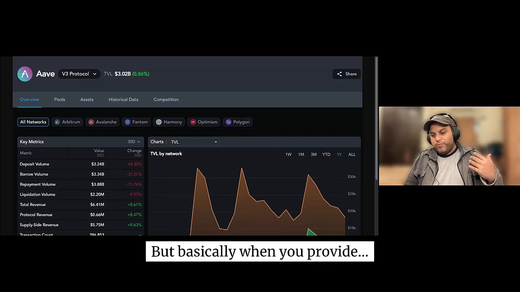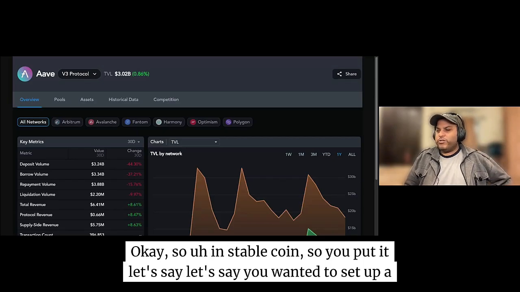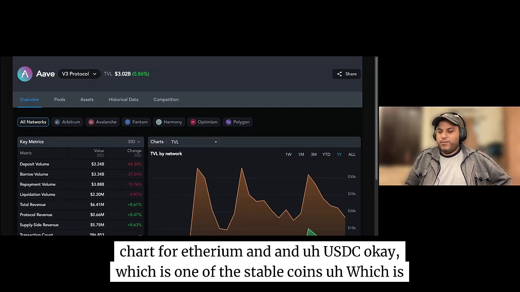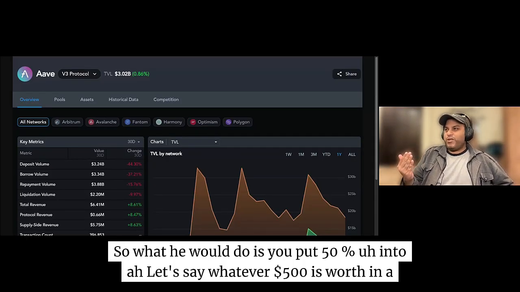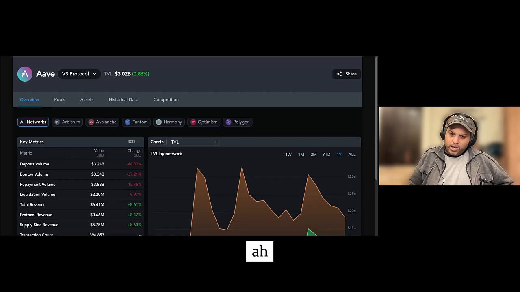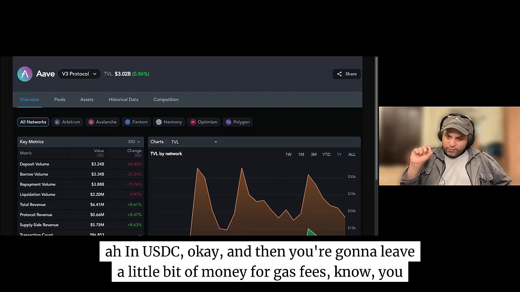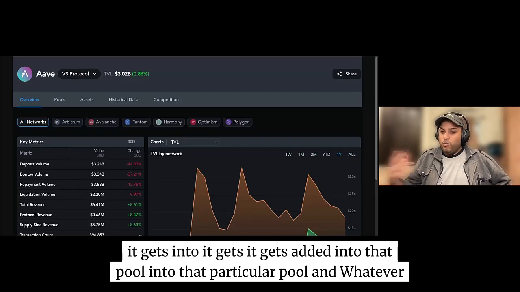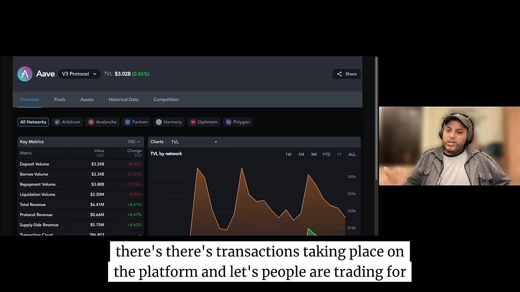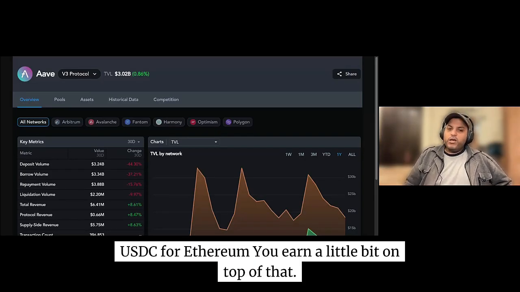But basically, when you provide liquidity in the pools, let's say you had $1,000 in stablecoin, and you wanted to set up a pair for Ethereum and USDC, which is one of the stablecoins, the most regulated stablecoin in the space. So what you would do is put 50%, whatever $500 is worth in Ethereum right now, and $500 worth in USDC. Then you leave a little bit of money for gas fees, maybe $1 or less, and then you provide that liquidity, and it gets added into that particular pool. And whenever there are transactions taking place on the platform, say people are trading USDC for Ethereum, you earn a little bit on top of that.